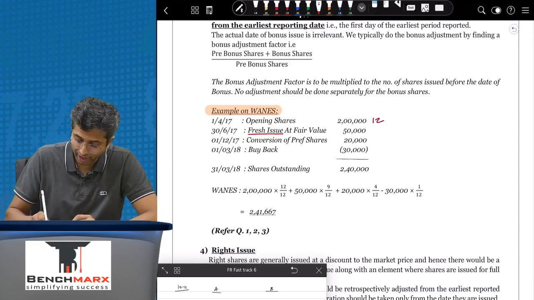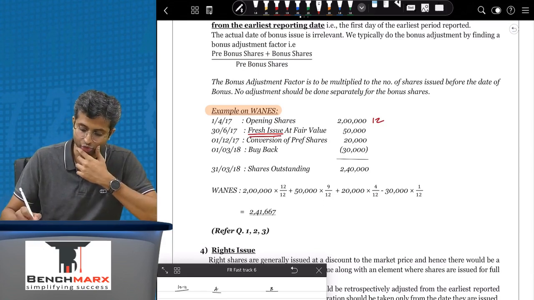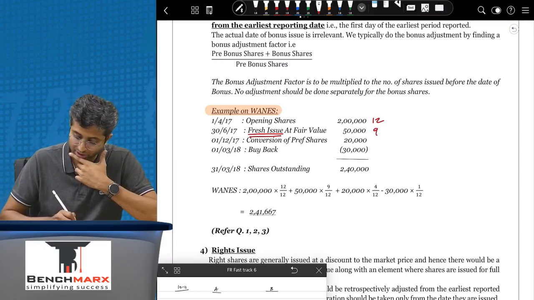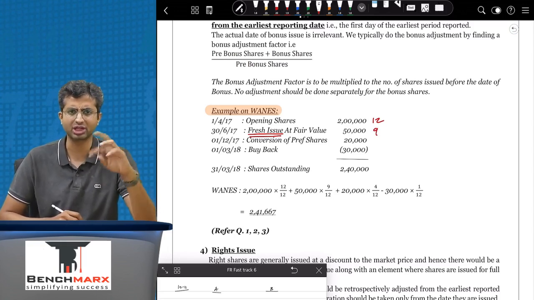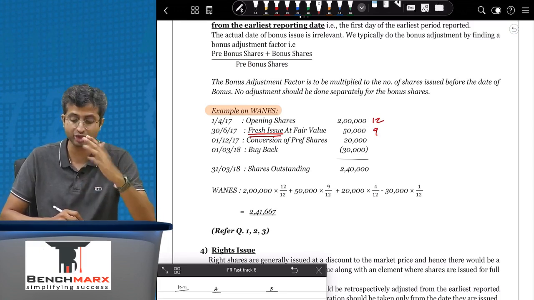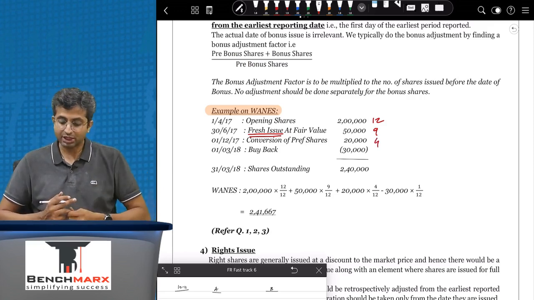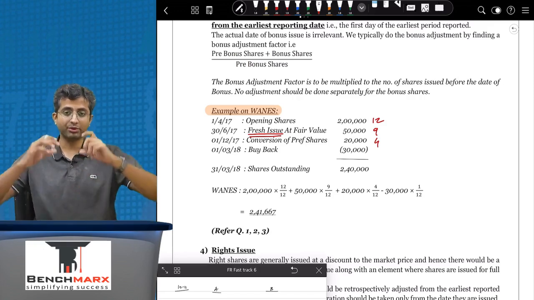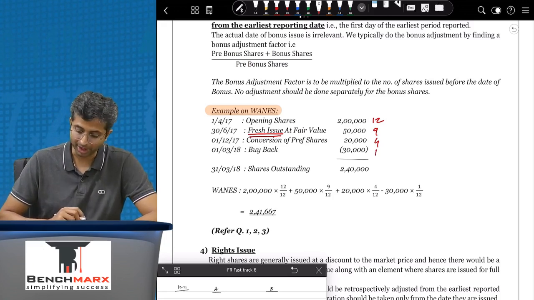Fresh issue of shares is happening at fair value. So new shares are issued on 30th June, and hence they will be outstanding for 9 months. On 1st of December, conversion of preference shares. When preference shares are converted, the journal entry is preference share capital account debit to equity share capital. Basically, new shares are issued, which is outstanding for 4 months in a year. But then there is a buyback. If a buyback happens, the number of shares outstanding will reduce. But the buyback is happening in March, and hence the time weight attributable to buyback will be 1.